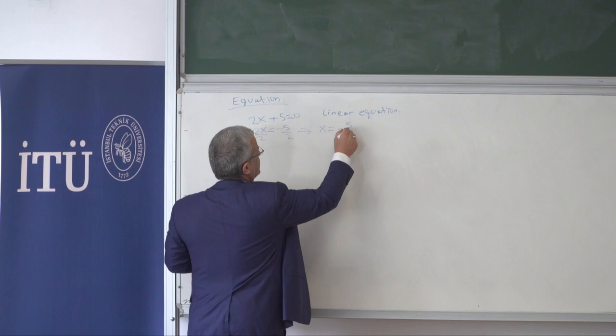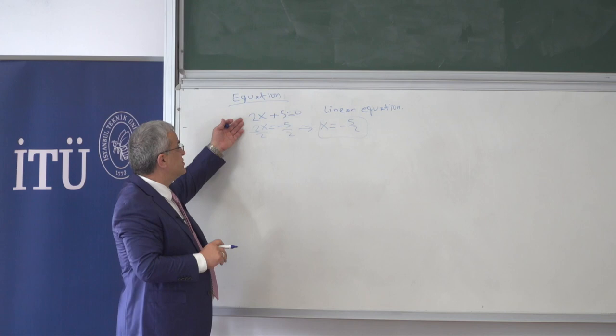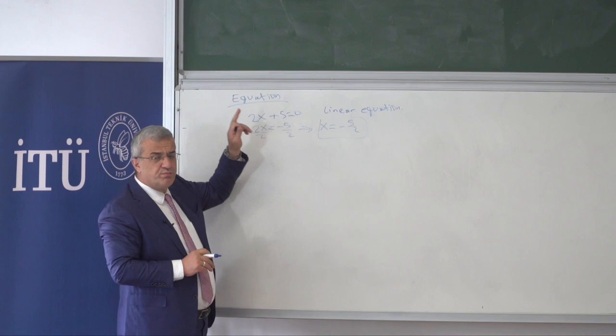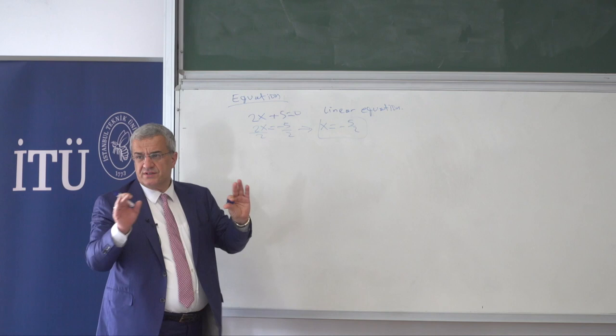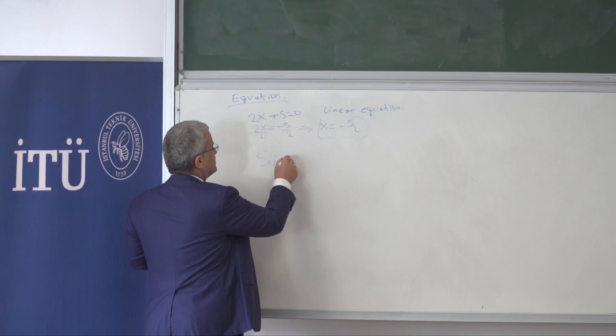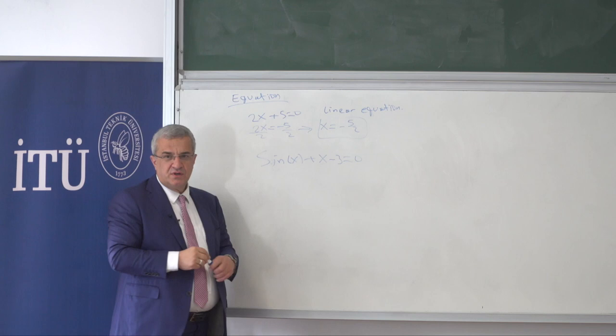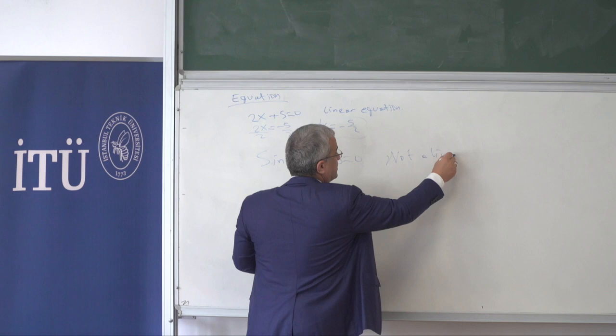So there's one unknown, and this is linear. Why is it linear? You don't have x squared or sine x or e to the power x or something else. Just a multiple of x. You don't have any other form of x. For example, if you had sine x plus x minus 3 equal to 0, this is not a linear equation, right?